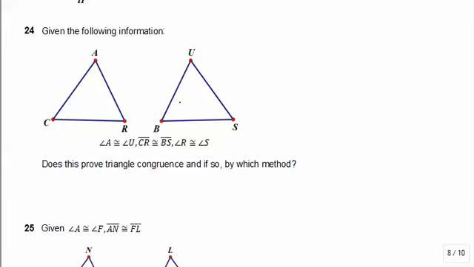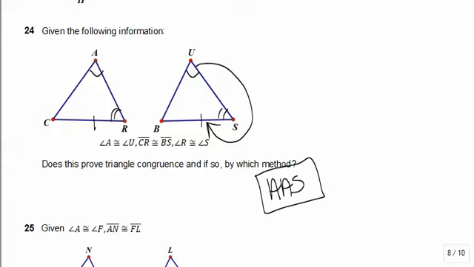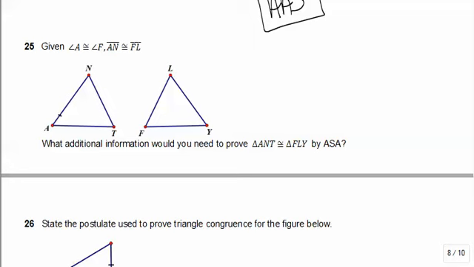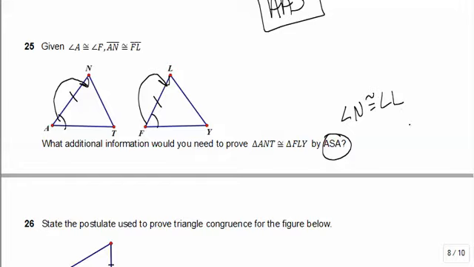And given this following information, does this prove triangle congruence, and if so, by which method? A is congruent to U, C, R is congruent to BS, and R is congruent to S. So that is angle, angle, side. Given that angle A is congruent to angle F and AN is congruent to FL, which one can you use for angle, side, angle? Angle, side, we would need this angle. So we would need to know that angle N is congruent to angle L.